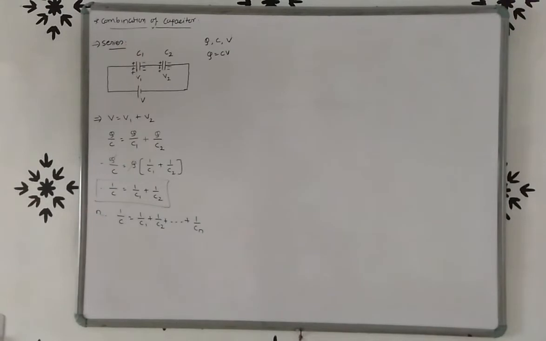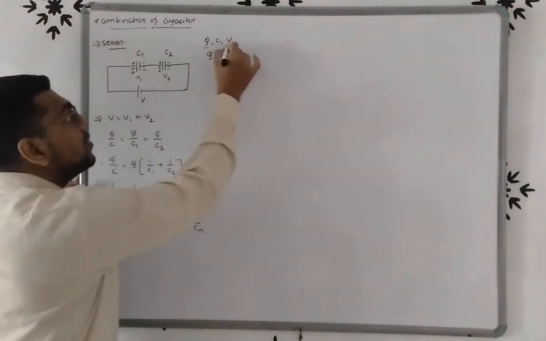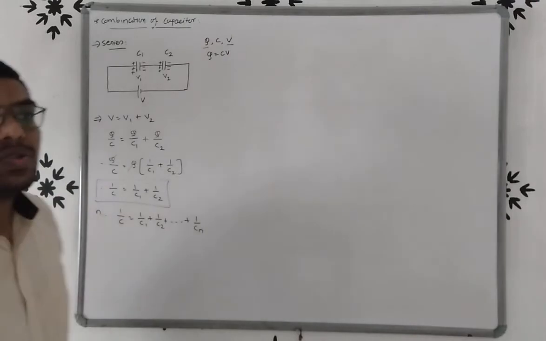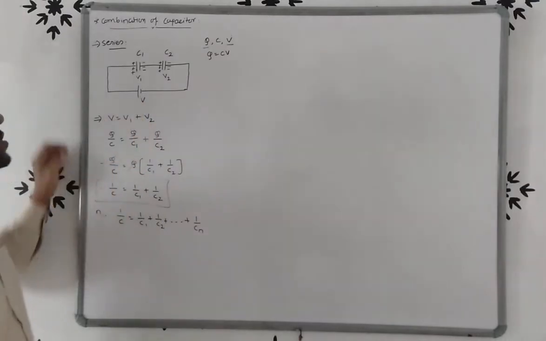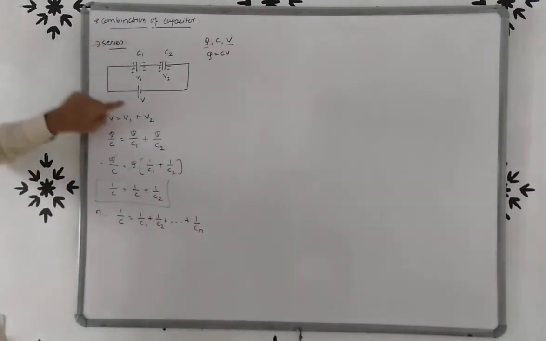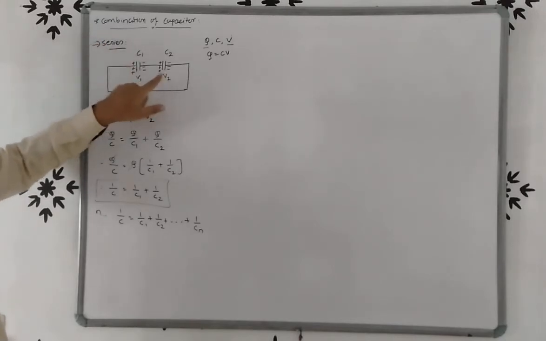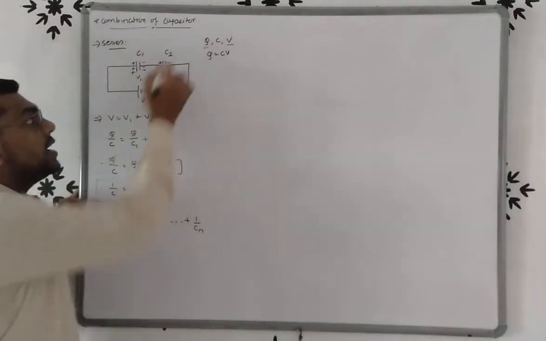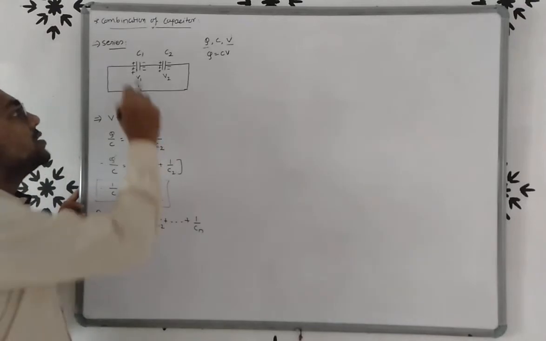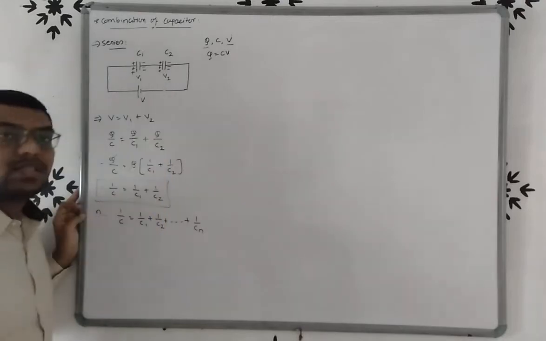Once again, friends, for series combination Q is constant, V changes. As shown in the figure, two capacitors C1 and C2 are connected in series. This combination is connected to the battery. The first plate of C1 is positive, the second plate of C2 is negative. Suppose the potential on C1 is V1 and the potential on C2 is V2.